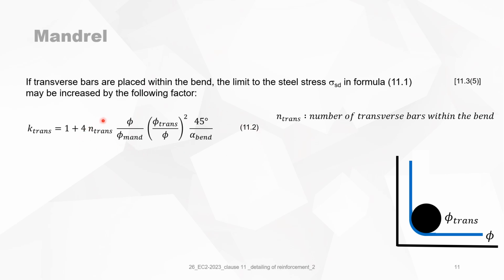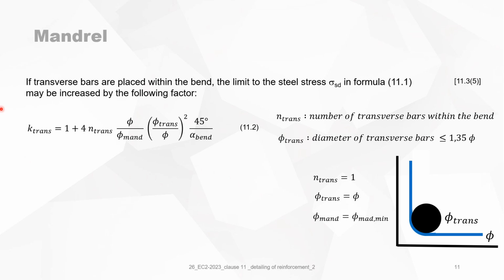And n trans is the number of transfer bars within the bend. Now, in most cases, this is only one. In fact, in a stirrup, for instance, you need in each corner at least one bar. So n trans is always there, or in most cases for stirrups, it is there. And phi trans is, of course, like we said, the diameter of the transverse reinforcement. And this diameter must be smaller than 1.35 times the diameter of the stirrup, of the bar with the bend.